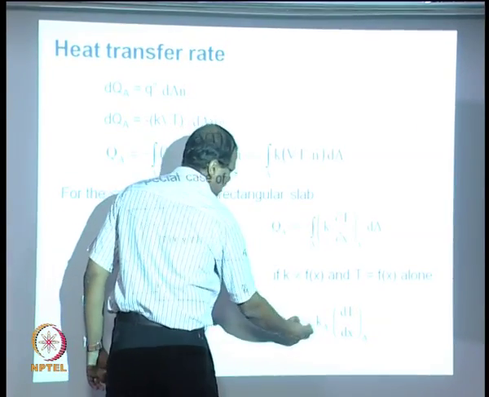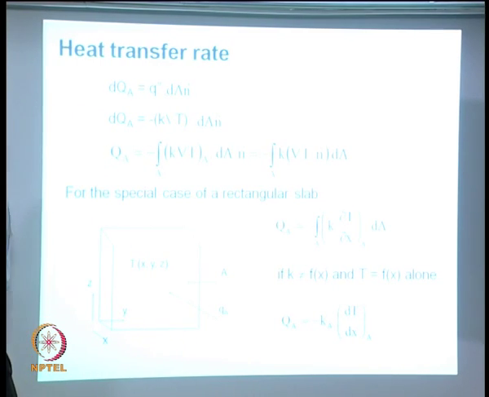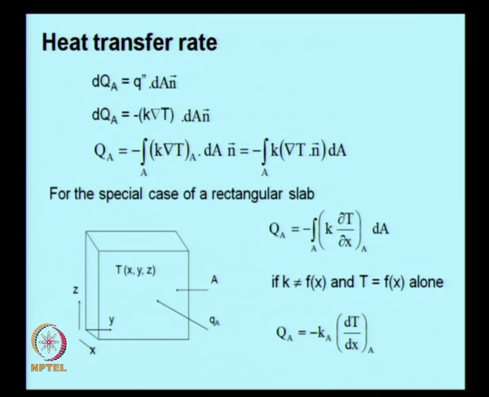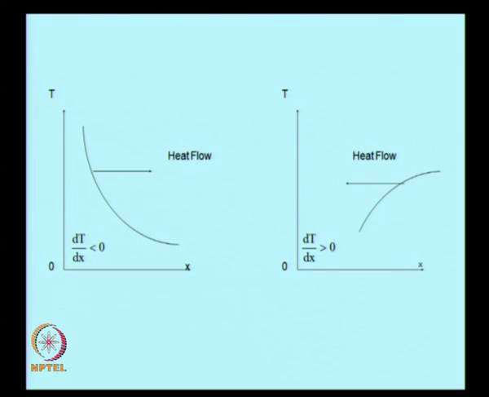So the q becomes minus k a dT by dx. Under the special case when the temperature distribution is linear, this can be written as k a delta T by delta x. Okay, so this is a simple expression which you have used, I think from high school onwards you have learned this. Please note this, very very important.